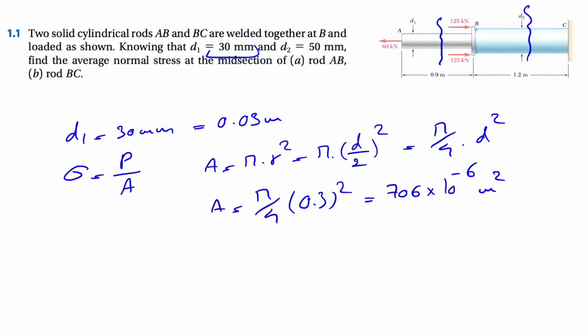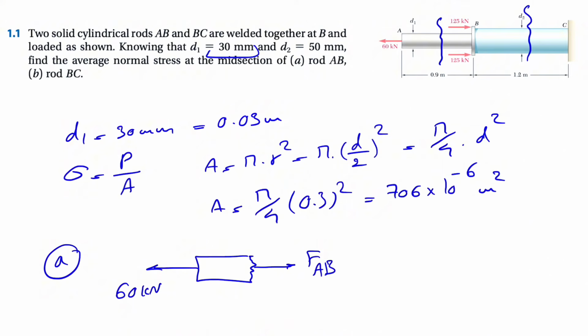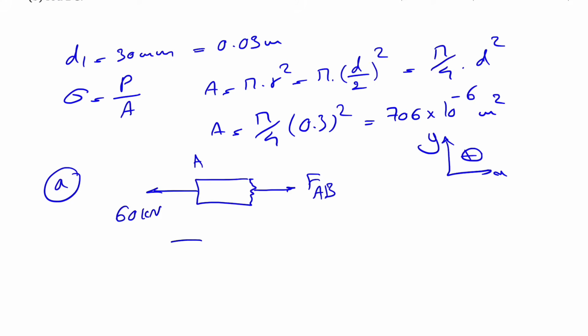Now for our cross section, the midsection for the A part will be in member AB. So let's consider this as our section. We have the 60 kilonewton force on the left side, and here we can call the internal force FAB, and let's set our X and Y axes like that. If we do the sum of all forces in the X direction equals 0, we find that FAB equals 60 kilonewtons.